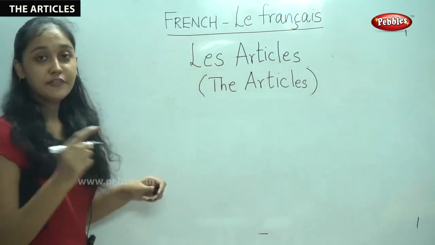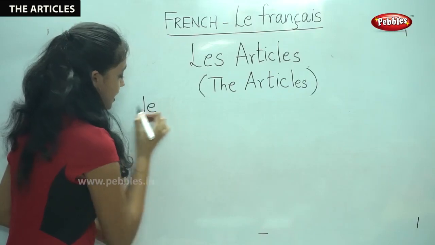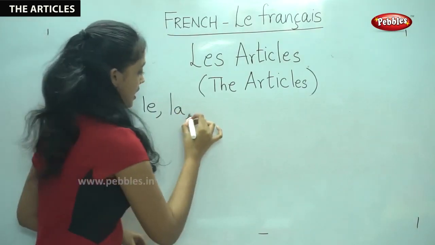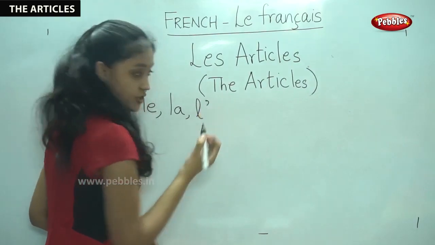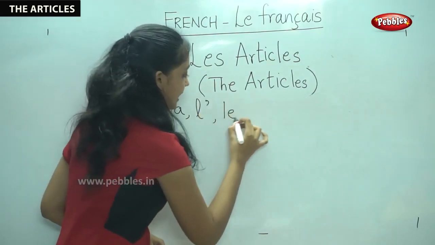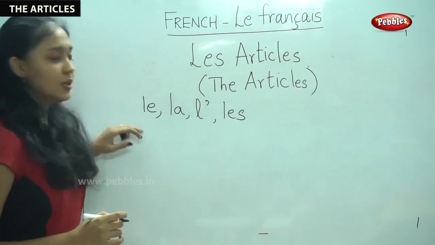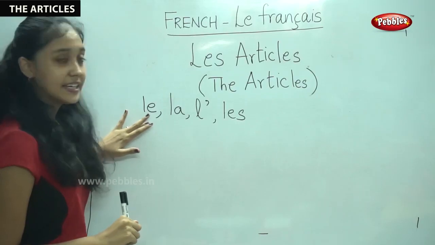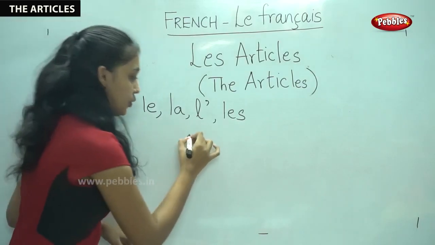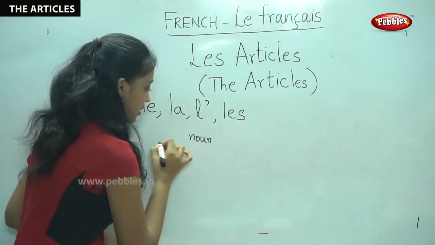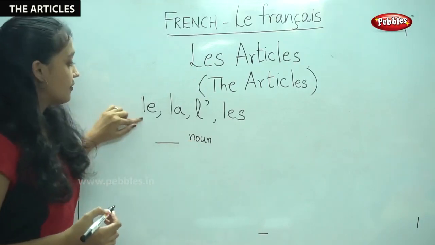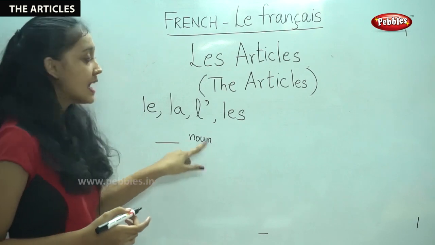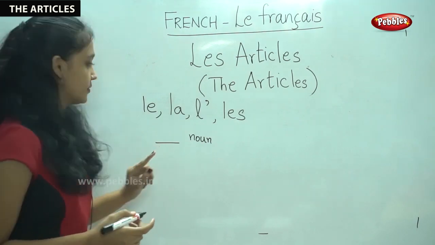In French, the definite article is either le, la, l apostrophe or les. So let us see the rules for placing these articles. These articles are placed before a noun. So, the article le is placed before a noun which is masculine singular.